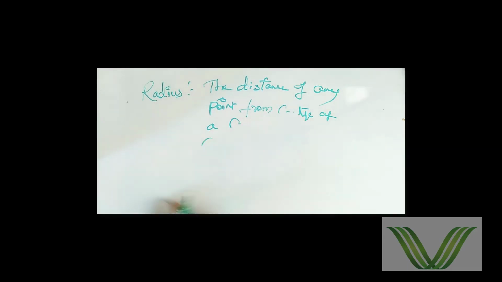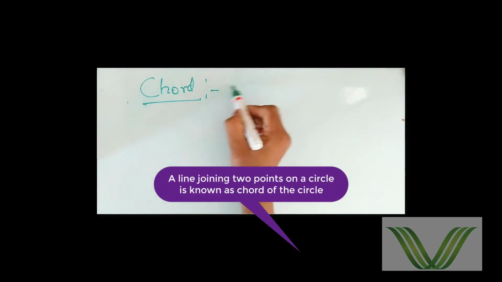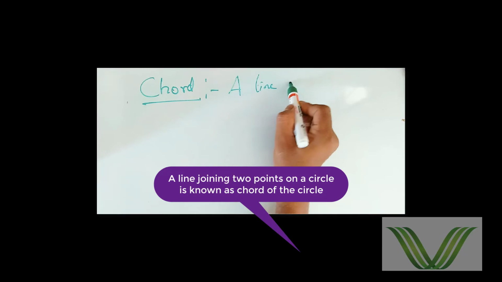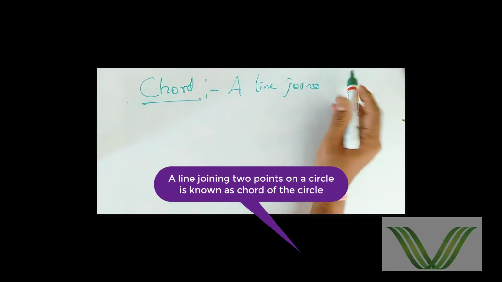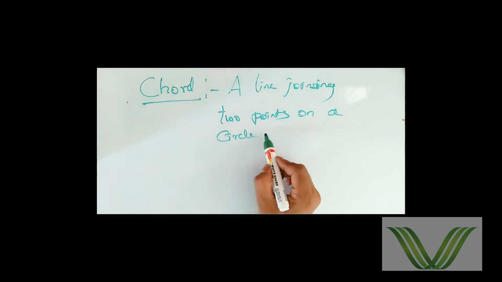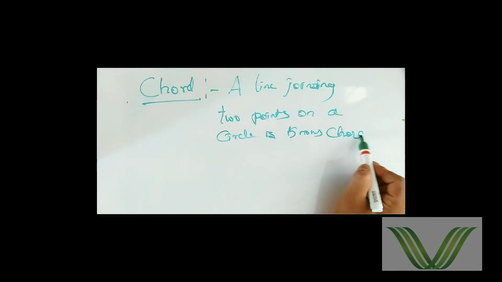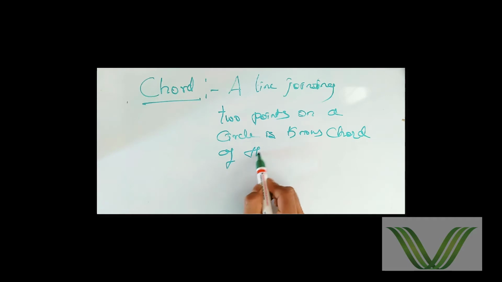So the next one we will see is chord. What is chord? Normally, a line joining two points on a circle is known as a chord of the circle.